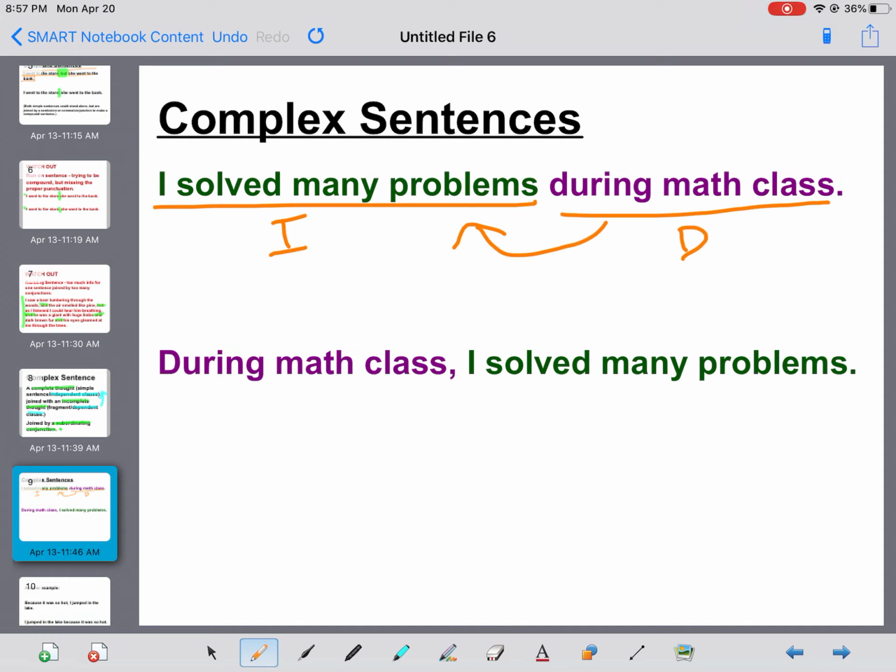Okay? And what you can do with complex sentences, you can have your independent clause first, or you can swap it around and have your dependent clause first and then your independent clause later. But there's one important difference. When you put your dependent clause first, you have to put a comma after it for it to make sense. So during math class, comma, I solved many problems.